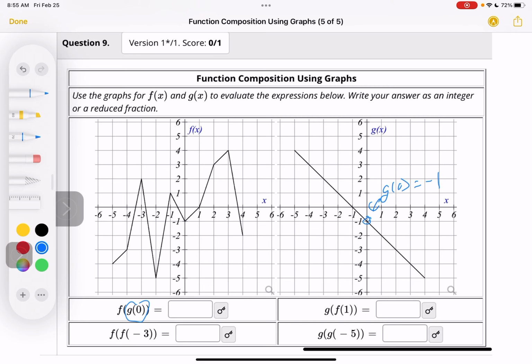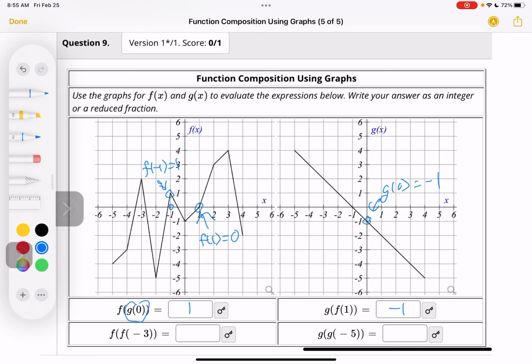So now we come over here to this graph and look for negative 1. This is the graph of f, and the value there is 1. So f of negative 1 equals 1. So that's going to be 1. Next, g of f of 1. So we look at 1 on the f graph, and it's right here. So that is f of 1, and that's going to be 0. So we come over here, and we look for g of 0. Hey, we already found that it's negative 1. So that's negative 1.